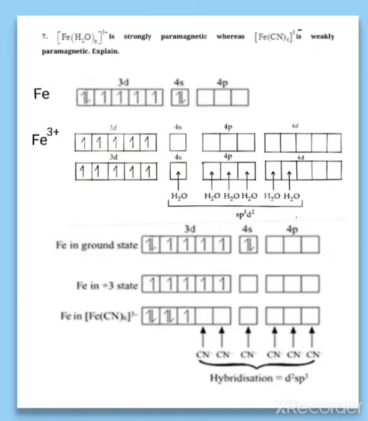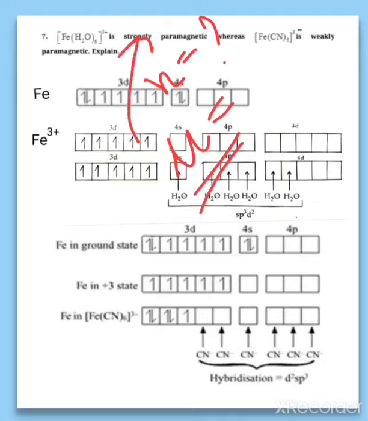Next question, that is also an in-text question. Fe(H2O)6 3+ is strongly paramagnetic, whereas Fe(CN)6 3- is weakly paramagnetic. Here we have to explain why one is strongly paramagnetic and the other is weakly paramagnetic. This type of question depends upon the number of unpaired electrons. That means we need to find n, the number of unpaired electrons. When you find the number of unpaired electrons, we need to find mu, that is the magnetic moment. The one which has the greater value of mu will be strongly paramagnetic.